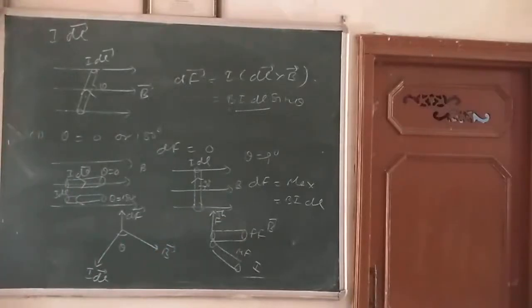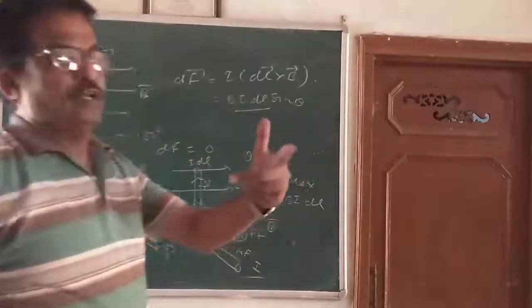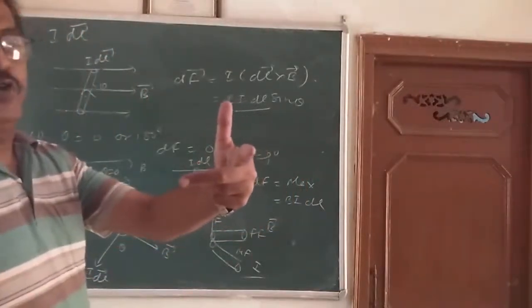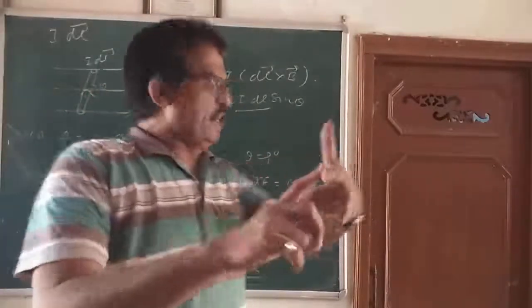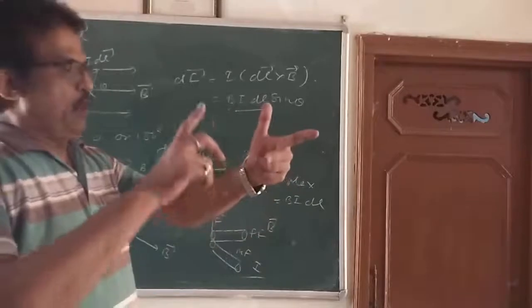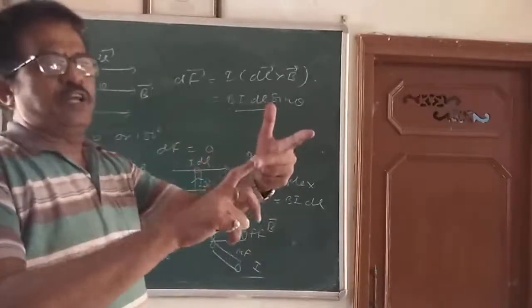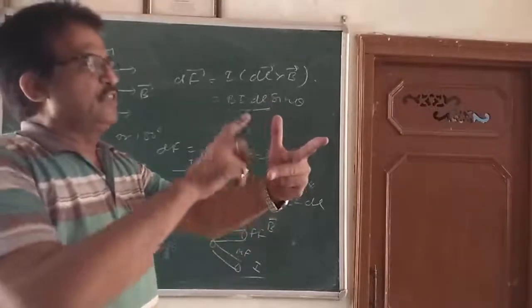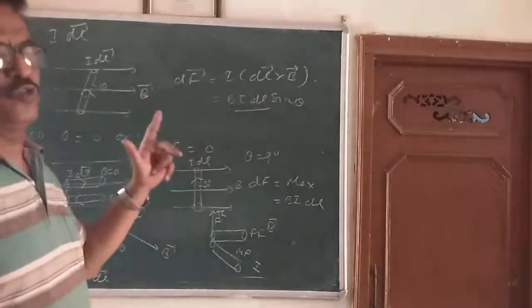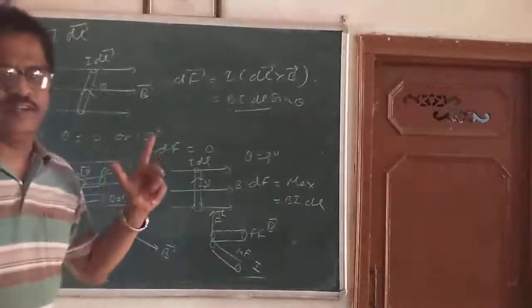Thumb gives the direction of force. So what is the Fleming left hand rule? It is your left hand, all are mutually perpendicular to each other. The first finger is the direction of magnetic field. The middle finger or central finger gives the direction of current. Then the thumb, which is perpendicular to this, gives the direction of force. Is that clear? Okay.